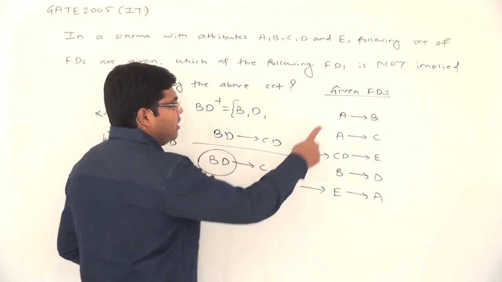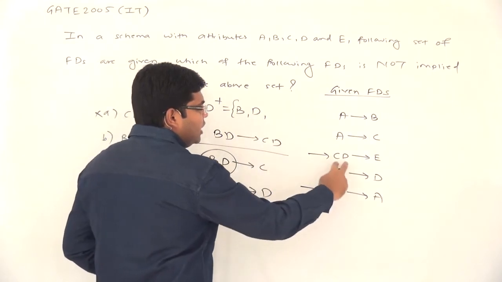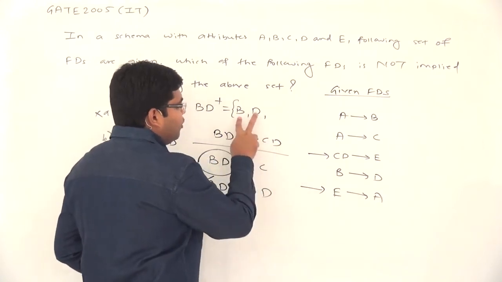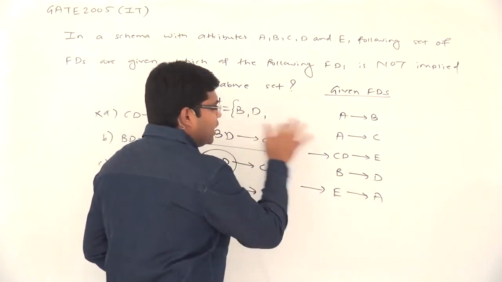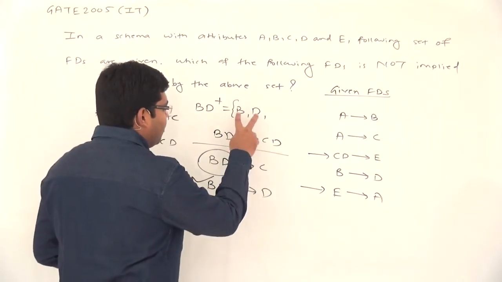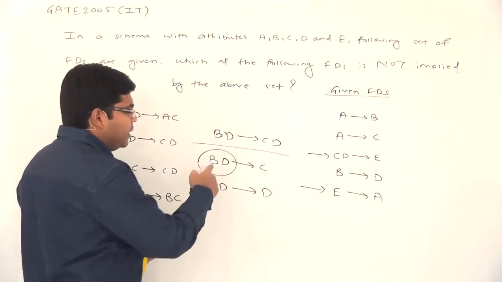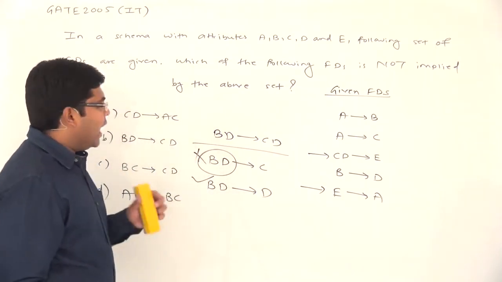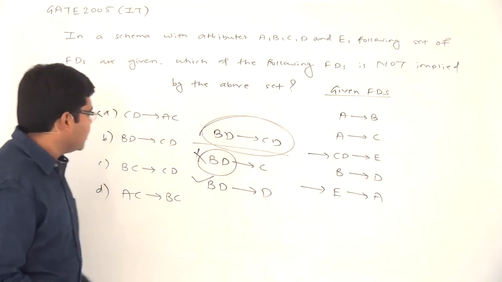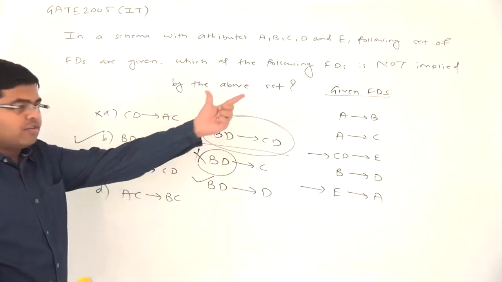So what I can say, A gives B is not applicable because we don't have A, A gives C is also not applicable, CD gives E is also not applicable because of the absence of C, B gives D is applicable but we already have the value of D, E gives A is again not applicable, and that's why we can say the only attributes which can be obtained from BD are BD, and that is why BD gives D is a valid FD, but BD gives C is an invalid FD, and that is why BD gives CD is not inferred from the given set of FDs, and that's why BD gives CD will be the answer. This FD cannot be inferred from the given set of FDs.